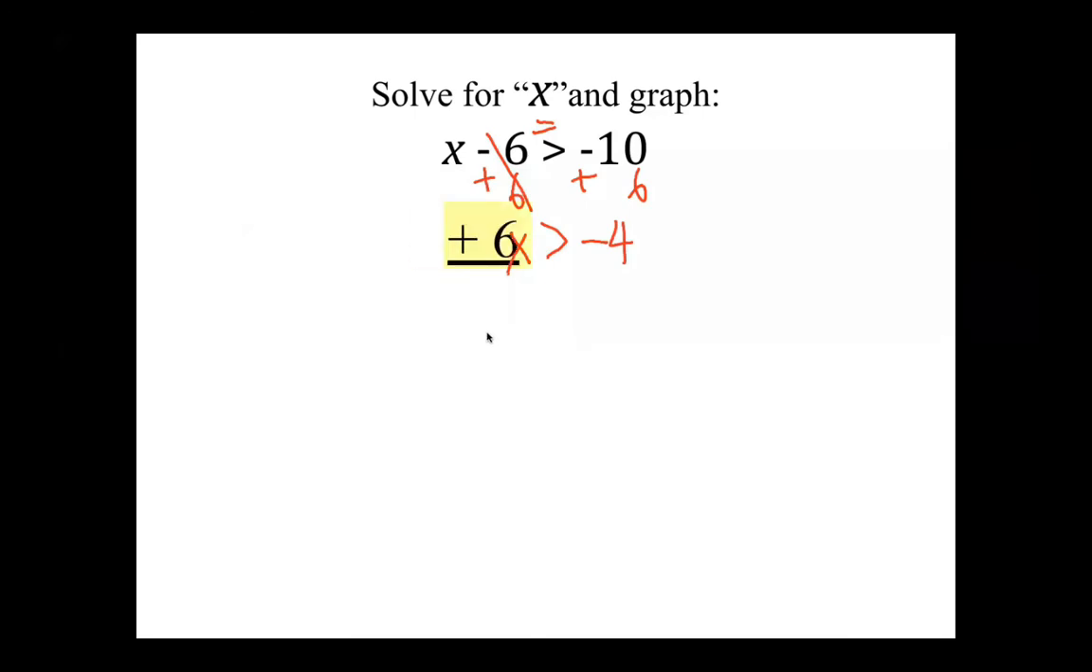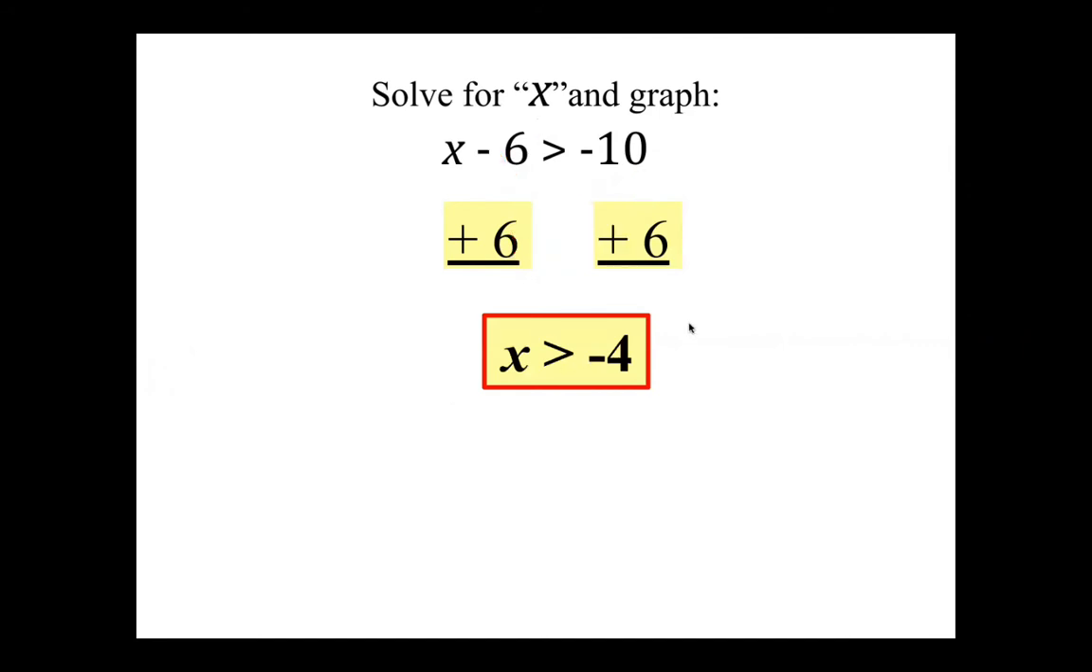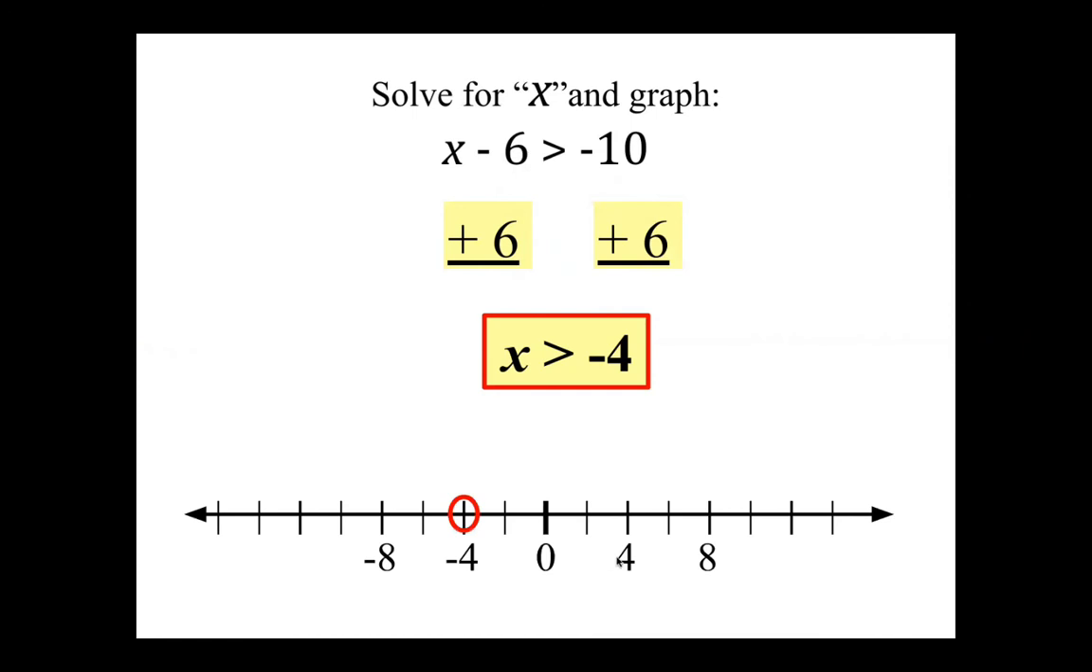So now that your x has been isolated, your inequality is solved for x, and you can go ahead and draw a number line to graph. So we have x is greater than negative 4. Greater than has no line underneath the symbol, so this is an open point. Graph an open point at negative 4, and make sure that your variable is on the left side of the inequality. In this case, it is, so draw your line in the same direction as your symbol, which is to the right.